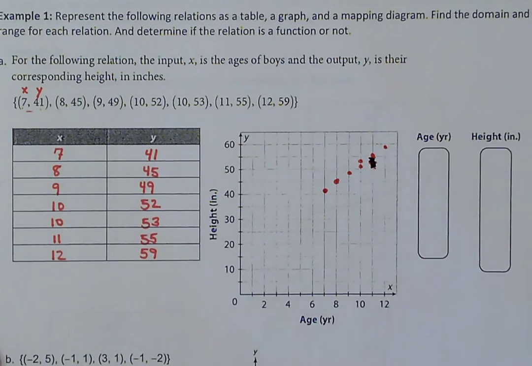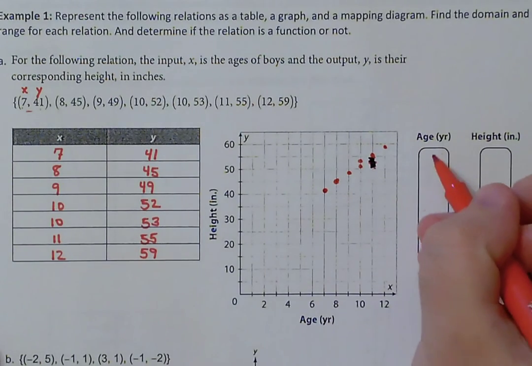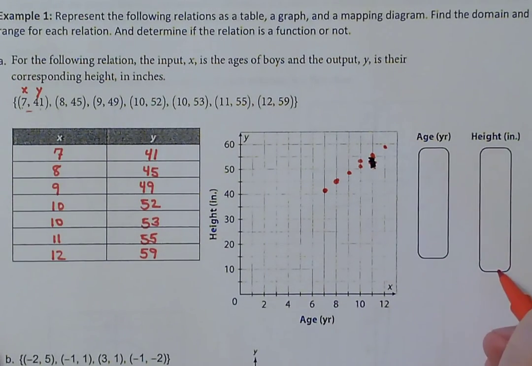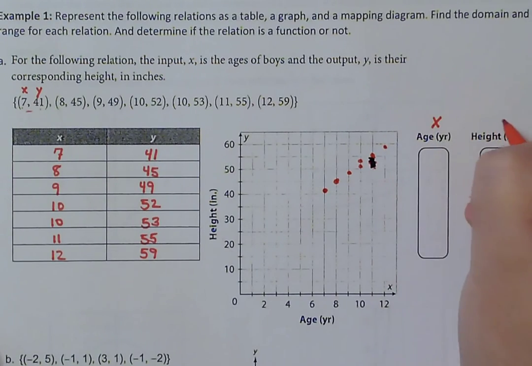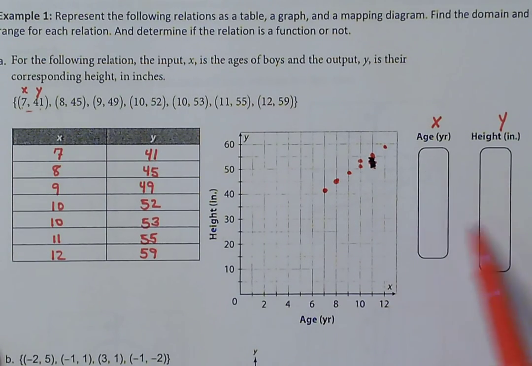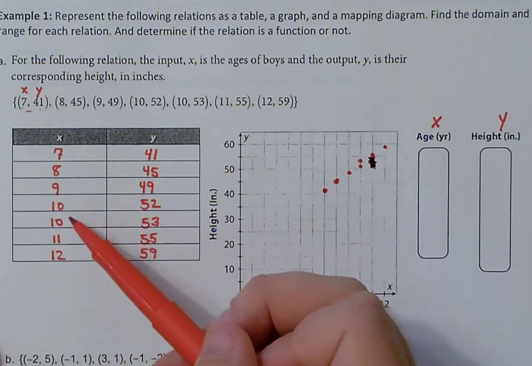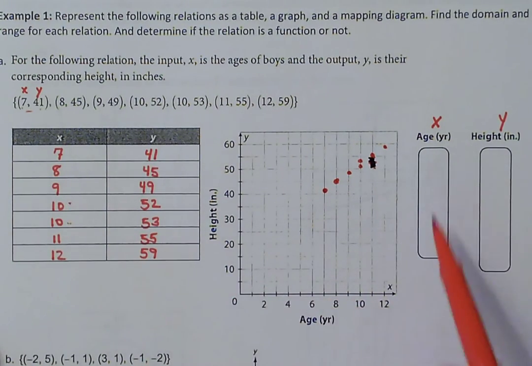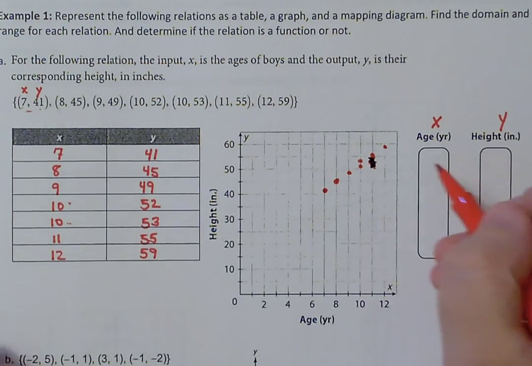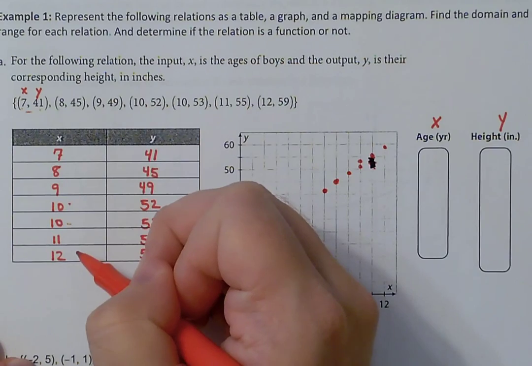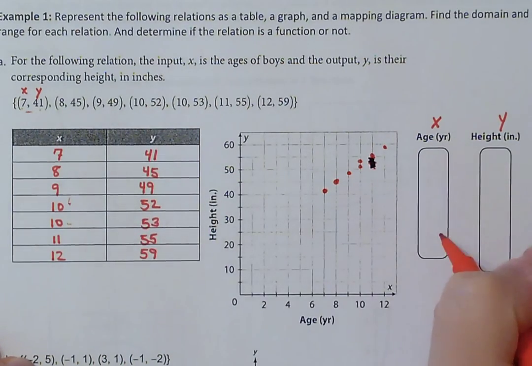Now, mapping diagram. To do a mapping diagram, there's a few rules. First of all, we're talking about age in years here, and heights in inches here. Well, that relates to my x and my y. You're going to set this up very similar to a table, but the key thing is this. On either side, if a number repeats, so in the case here I have two 10s, you do not write 10 twice. If you're taking a quiz or a test and you happen to repeat the number on one side, in a table we can repeat the number 10. In a mapping diagram you cannot.